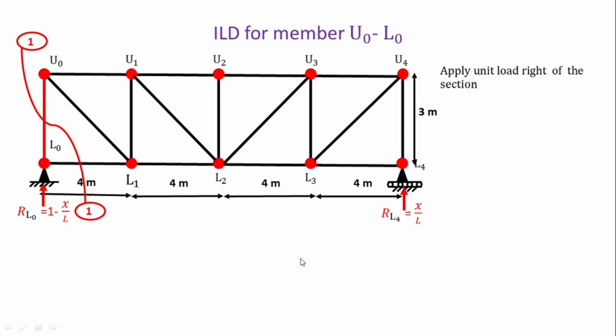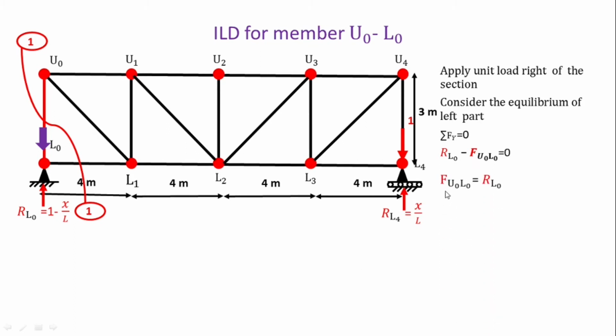Now apply the load finally on the L4 joint. So again this is the right part of the section. Consider the left part for the equilibrium condition. Again we have to assume the sign here. Again we are assuming compressive. Again sigma FY condition. So RL0 minus FU0L0 equal to 0. FU0L0 equal to RL0. So here x is equal to 16. What is the value of RL0? RL0 is equal to 0, because 1 minus 16 by 16. So FU0L0 is equal to 0.